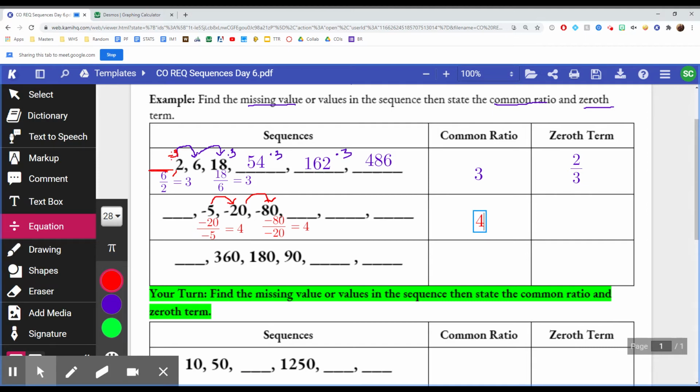Now we're going to go ahead and find the missing values. We know that -5 multiplied by 4 gives me -20. -20 multiplied by 4 gives me -80. And -80 multiplied by 4, so times 4, I get -320. So that's what I'm going to put here. -320.